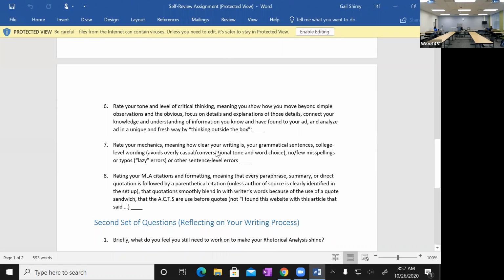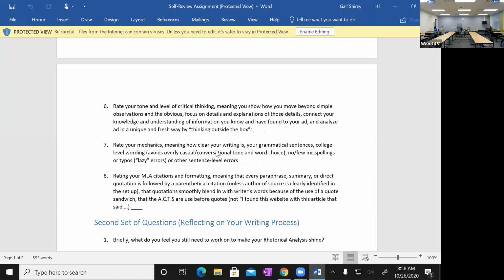And then number 6, rate your tone and level of critical thinking. What this means is you're doing more than just telling me things. You're demonstrating some detail and explanation, not just listing things. Connect your knowledge of appeals and critical thinking and understanding the information about your ad.